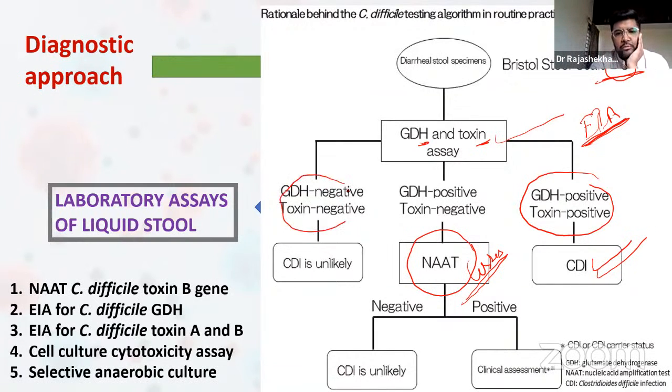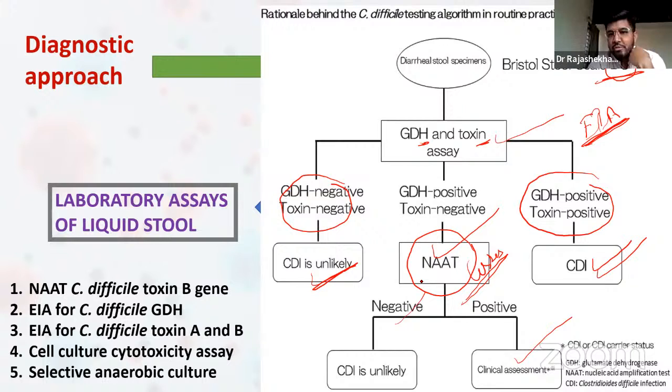If both are negative, then CDI is very unlikely in this patient. If there is an equivocal report, like one has come positive and one has come negative, then to confirm, we can go ahead with the nucleic acid amplification test, which usually confirms the diagnosis. If it is positive, then along with the clinical assessment, you can consider CDI. If it is negative, CDI is very, very unlikely.